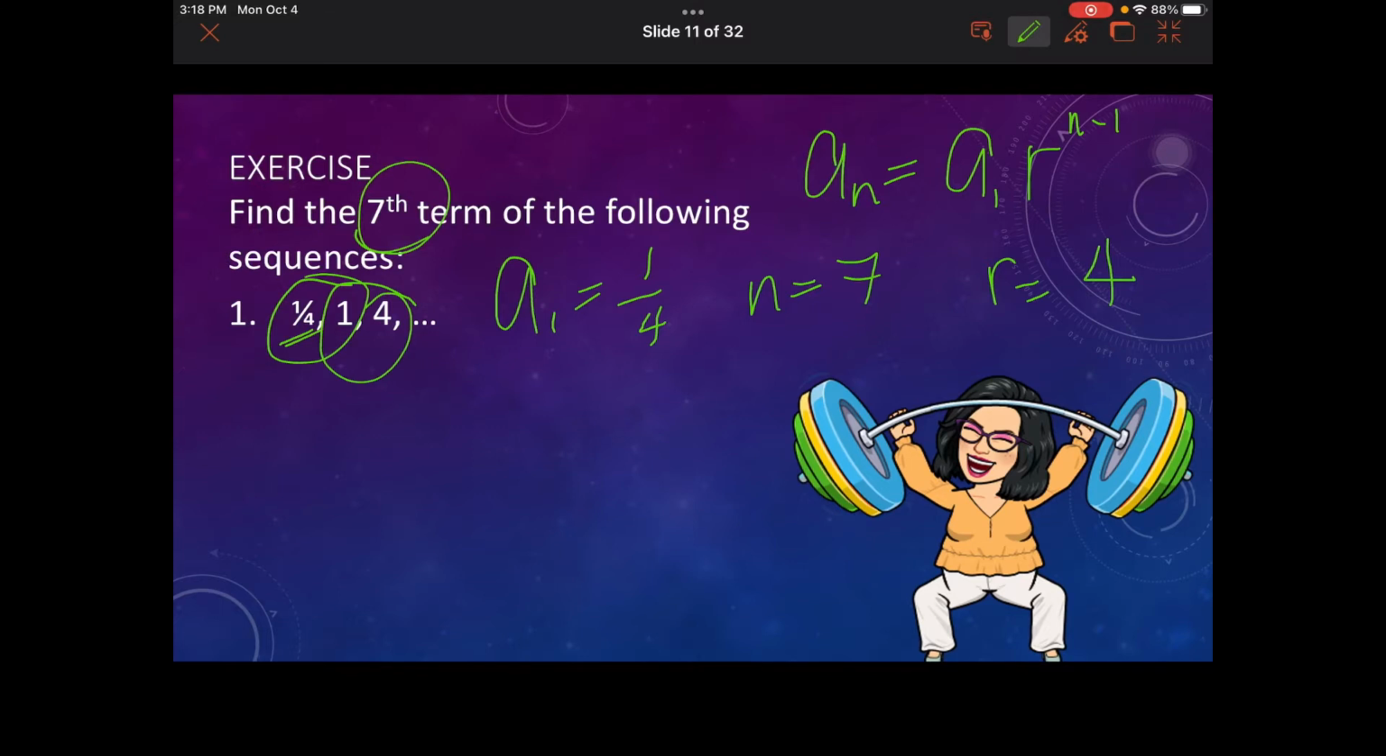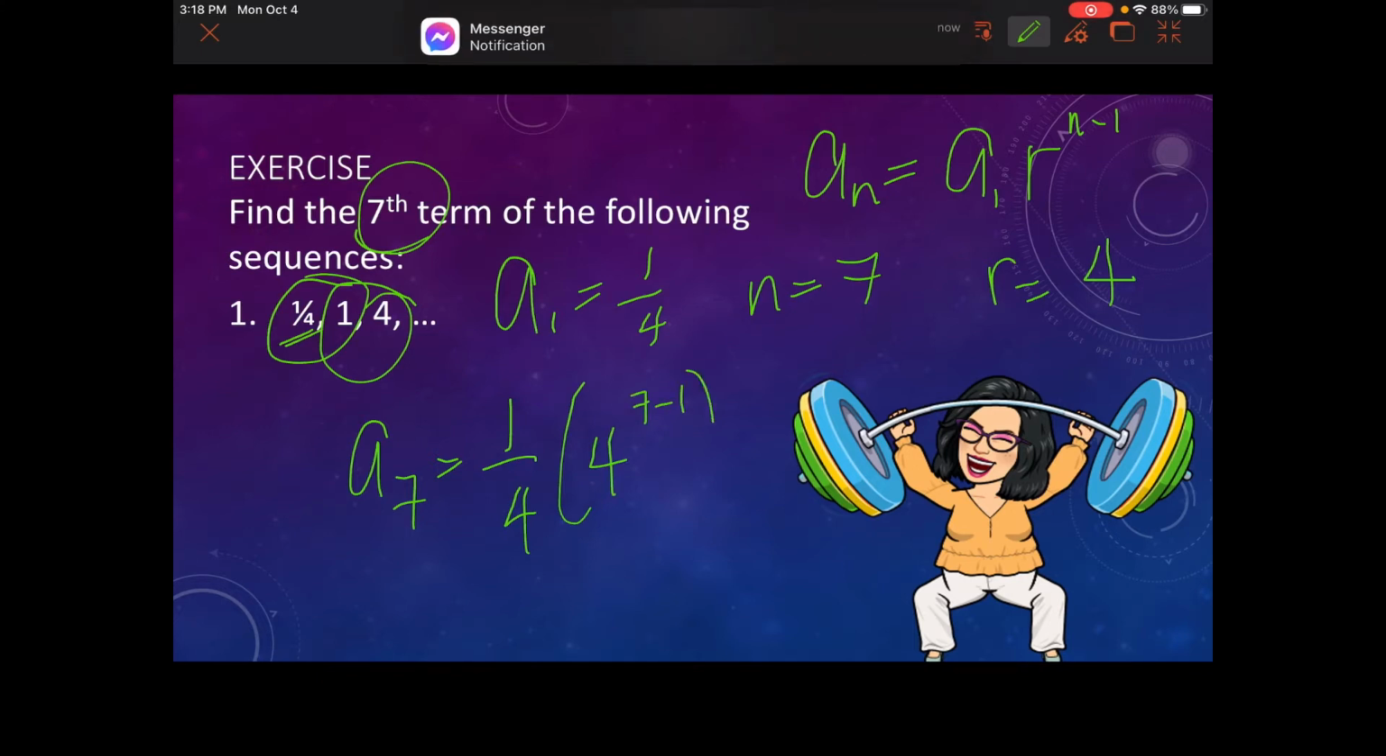Alright, so now that we have these elements, let's input them into our formula. So a sub 7 is equal to 1/4. Our r is 4. And then we're going to raise it by 7 minus 1. Okay? Ano pong makukuha nating sagot dito? You can actually pause the video right now to do your calculations.